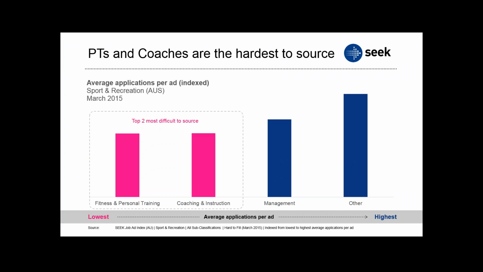So if you work across other industries or other classifications, there'll be a hell of a lot more range. But what we look at here is we can see that both PTs, so fitness and personal training, and coaching and instruction, these areas get the lowest average applications per ad. So what that means is it's going to be more difficult, right? If you're getting lower average applications per ad, you would expect that it's going to be more difficult for you to resource these candidates through traditional methods.